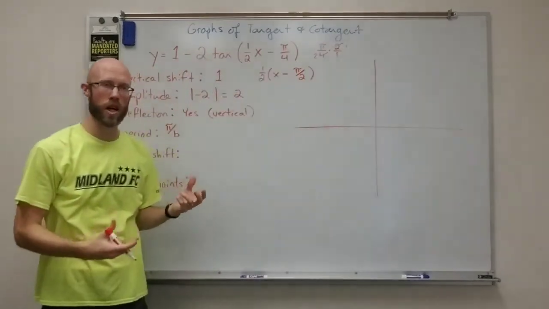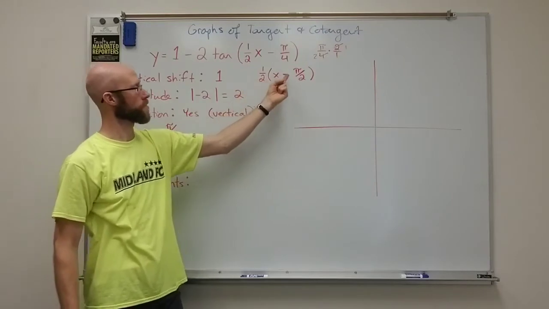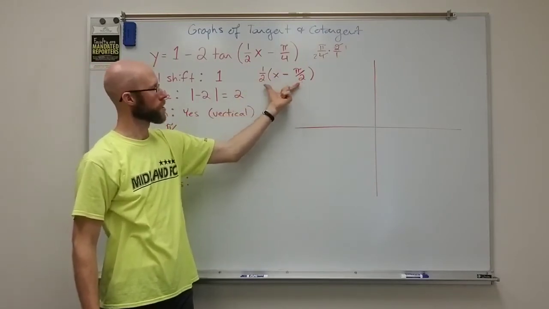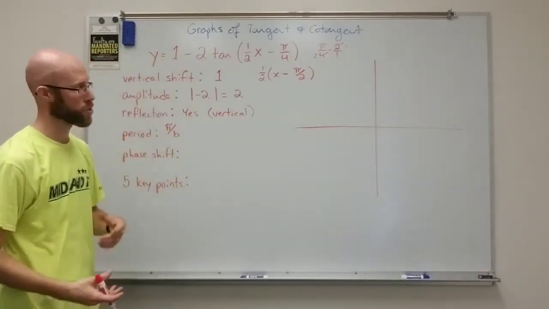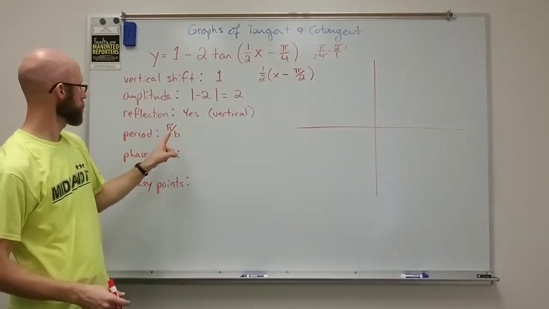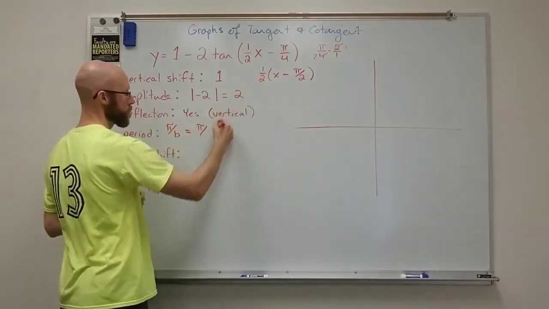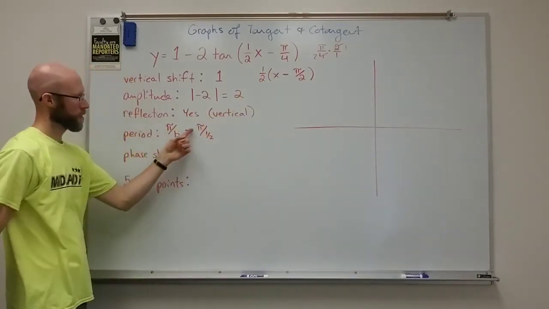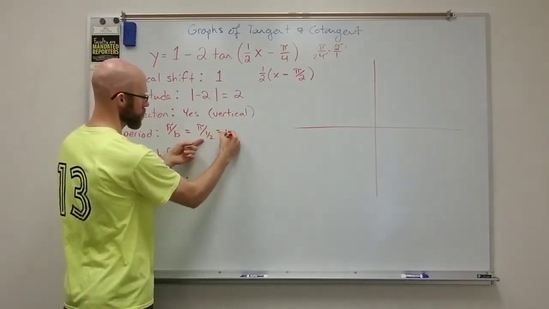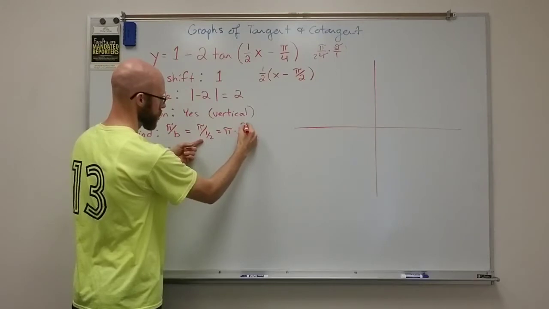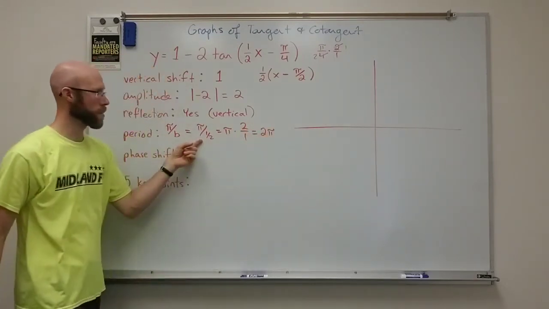And you can always check yourself by redistributing: 1/2 times x is half x, 1/2 times pi over 2, the 2's multiplying, gives you pi over 4. Okay, so it does multiply back out or distribute. So that tells us that the period is pi over b, which is 1/2. Well, if you divide by a fraction, again, it's like multiplying by its reciprocal, so it's pi times 2 over 1, or simply 2 pi. So our period now is 2 pi.